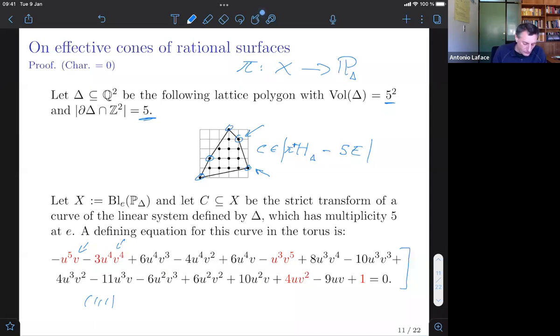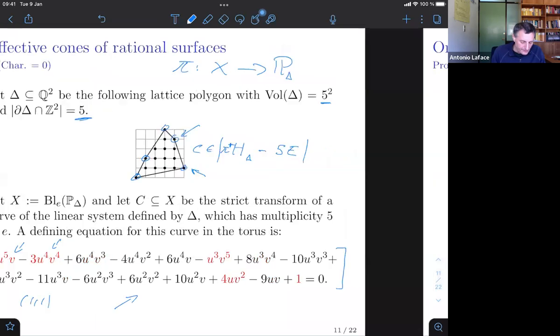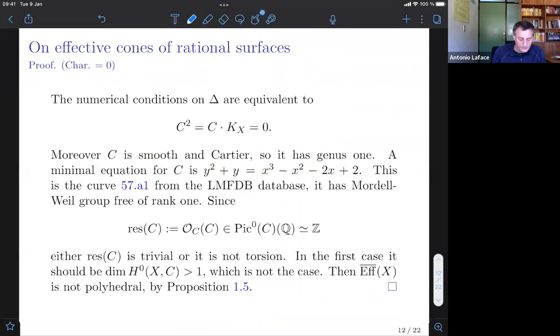You can analyze this equation given here, deducing that this is an irreducible curve, and after blowing up the point (1,1), the strict transform is smooth. Then we get the irreducible, smooth curve, and the two numerical conditions that we put before, about the volume of Delta, which was a square, and the number of points on the boundary, they translate into this. So C is a smooth genus 1 curve, which is a Cartier divisor in X.